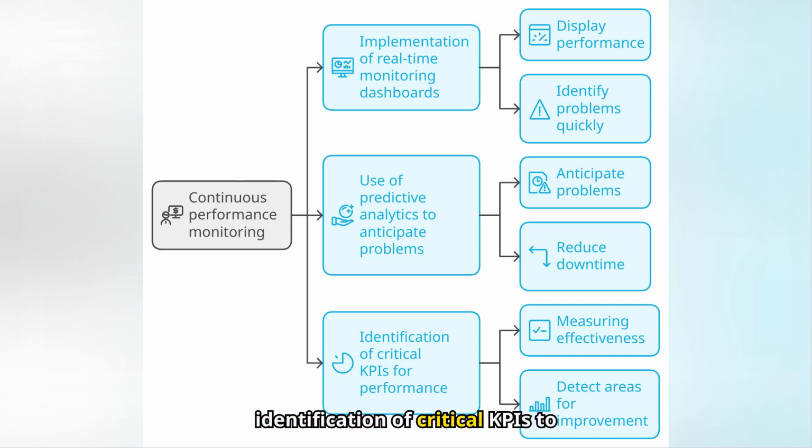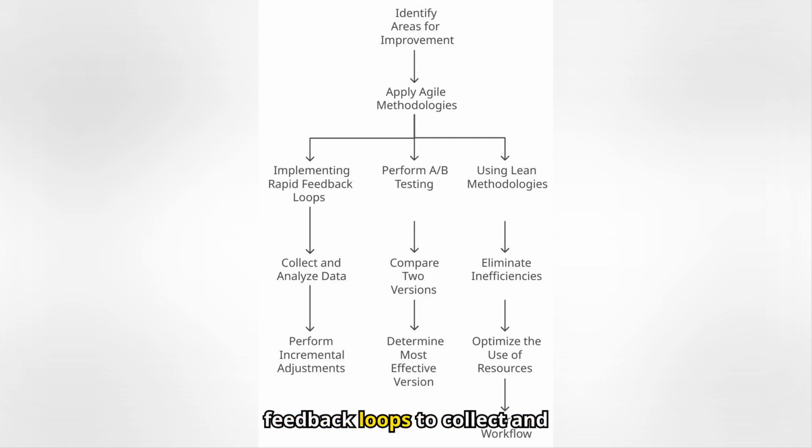The identification of critical KPIs to define specific indicators to measure the effectiveness of automated processes, such as cost per transaction or AI accuracy. The implementation of rapid feedback loops to collect and analyze data in short cycles to make incremental adjustments. An example might be a sales system that adjusts product recommendations on a weekly basis based on buying patterns. The benefit achieved is rapid adaptation to changes and error correction without affecting the operation.